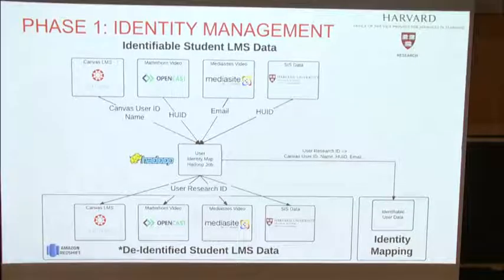And the output of this is basically the same data, but with all the personal identifiers removed and replaced with this user research ID. So this is the de-identified student LMS dataset in Redshift. I have an asterisk here because it's not 100% de-identified. It just takes the user IDs and replaces them, but that's just to make it harder for people to find out the identity of a student. That doesn't mean they can't do other things to find out the identity of that student, so that's why it's not 100% de-identified.